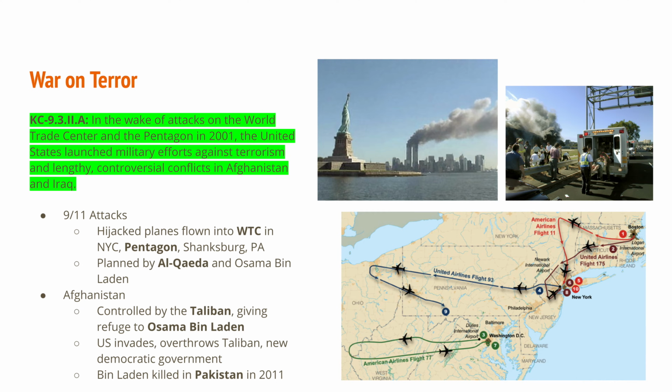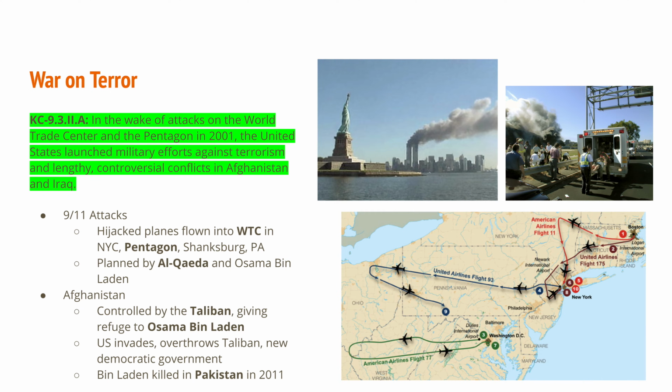And then one was going to the White House, but the people aboard the plane attacked back against the hijackers, and they were able to bring the plane down in a field in Shanksville, Pennsylvania, but there were no survivors as a result of that airplane crash. The attacks had been planned by a terrorist group called Al-Qaeda and their leader Osama bin Laden.